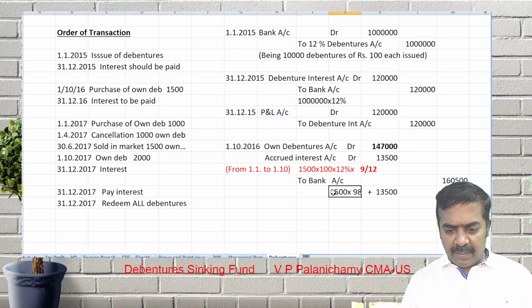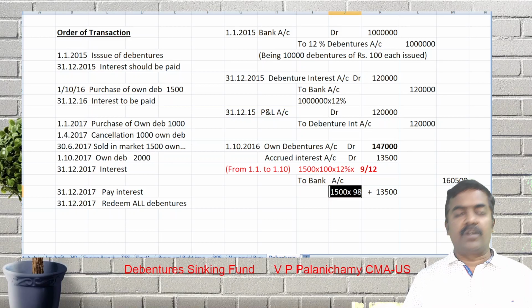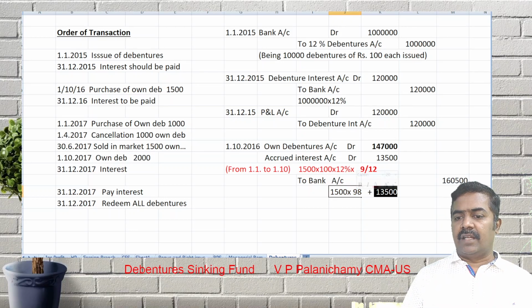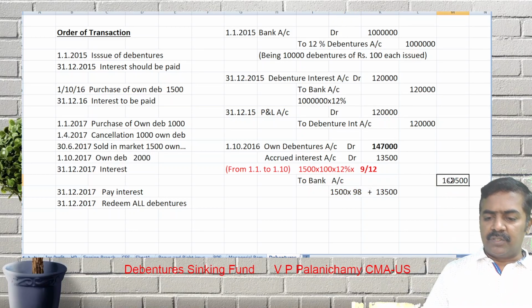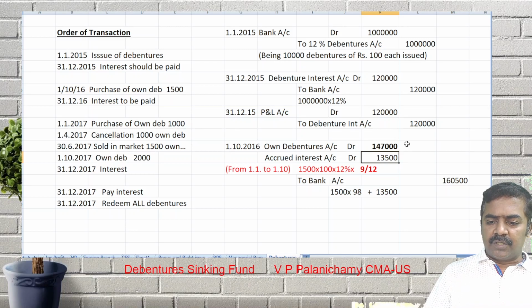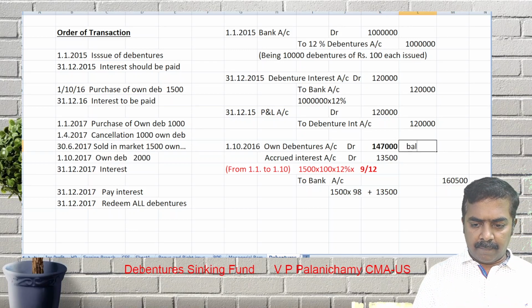So I have to pay you for debenture 98 rupees. If quotation is silent, is it cum interest or ex interest? Ex interest. So add the interest and pay. So 1,60,500 we pay. 13,500 is a balancing figure.